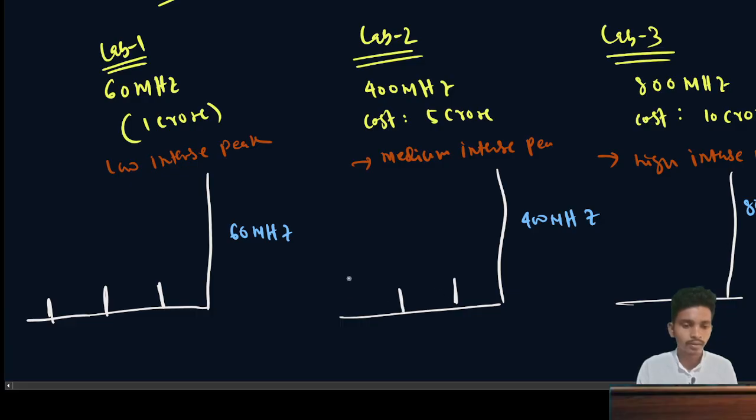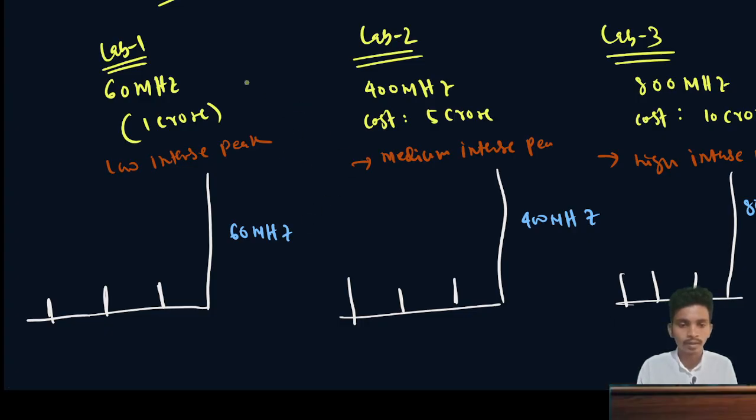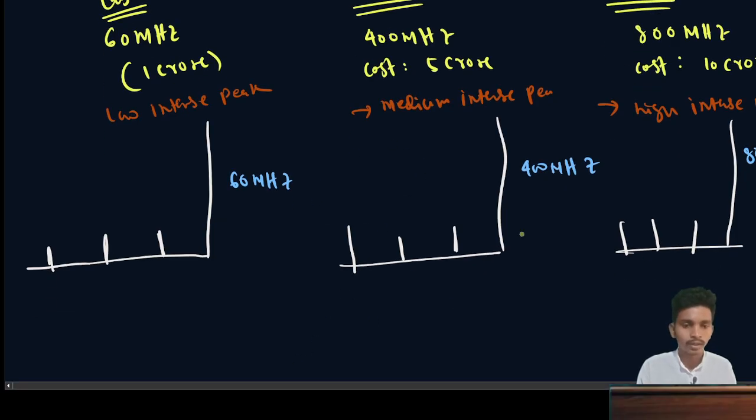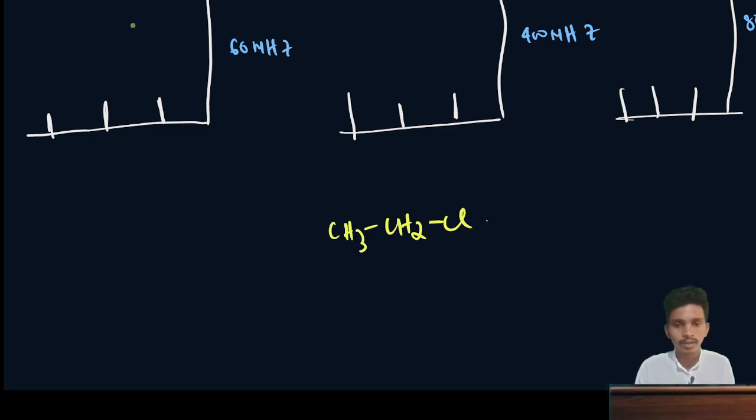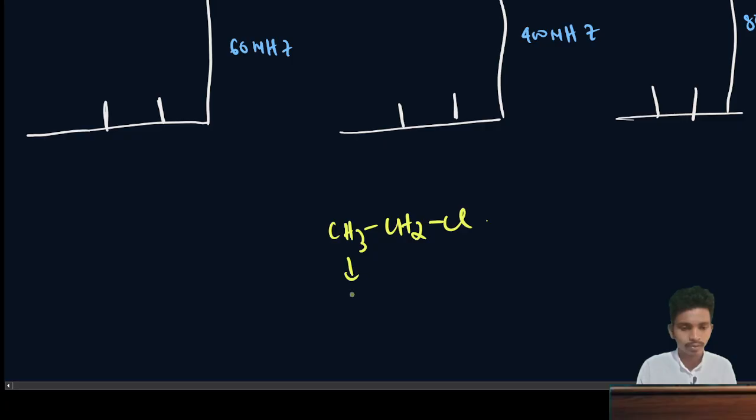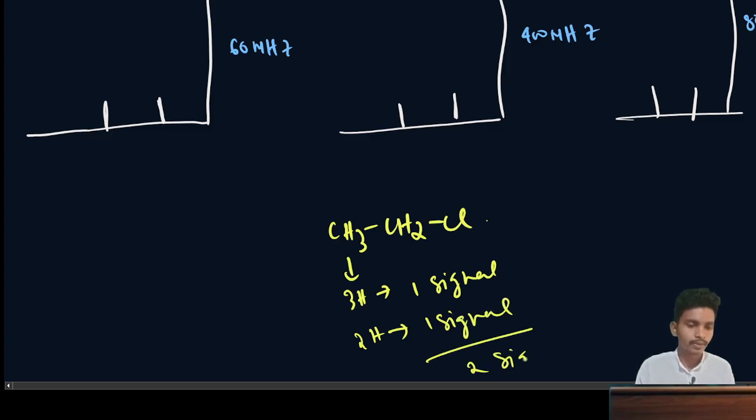Let's take a compound, CH3CH2Cl. Here two peaks will come. This is for 3H, where you get one signal, and this 2H gives another signal. In total we are getting two signals.